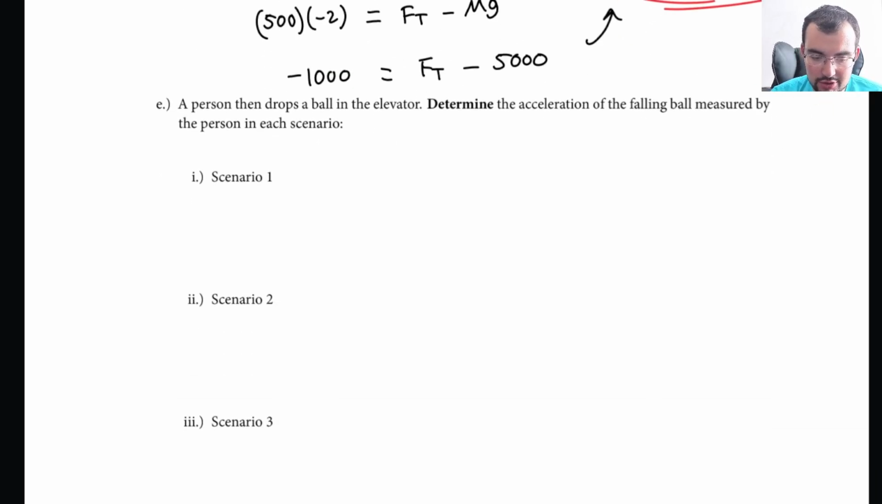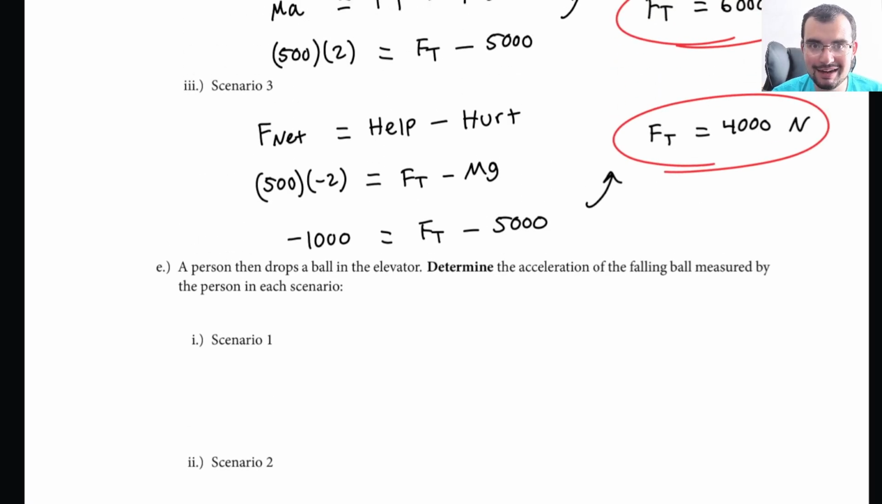All right, a person then drops a ball in the elevator. Determine the acceleration of the falling ball measured by the person in each scenario. So this is the equivalence principle, where we have to add a fake gravity field to the elevator in the opposite direction of the acceleration measured from the lab frame. This is the idea of getting pulled forwards or backwards in your accelerating car. It looks like a fake field is acting on you.